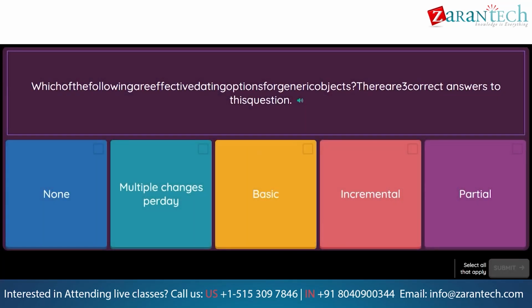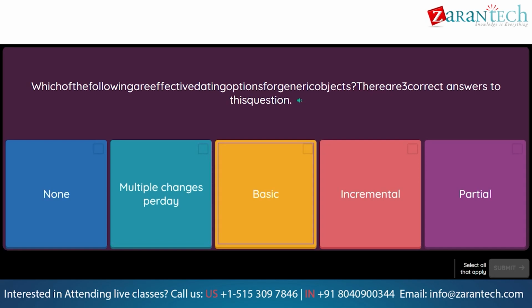Question: which of the following are effective dating options for generic objects? There are 3 correct answers to this question. Option 1 none. Option 2 multiple changes per day. Option 3 basic. Option 4 incremental. Option 5 partial.